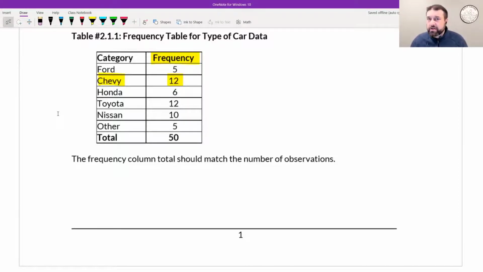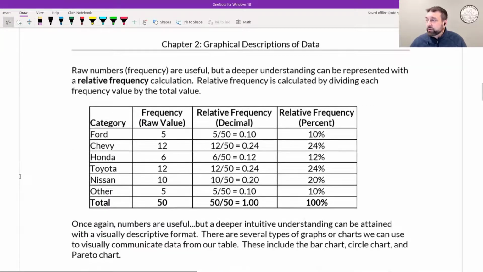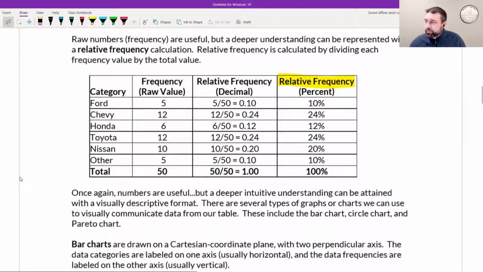We also had another type of frequency that we wanted to talk about, which was the relative frequency. So relative frequency was the frequency value as a percent of the whole. And so you may say, okay, there's 12 Chevys, but is that a lot? If it's 12 out of 14 cars, yeah, that's a lot of Chevys. If it's 12 out of 1,400 cars, that's not a lot of Chevys. So we need to put this in some type of perspective. And so the relative frequency allows us to do that.